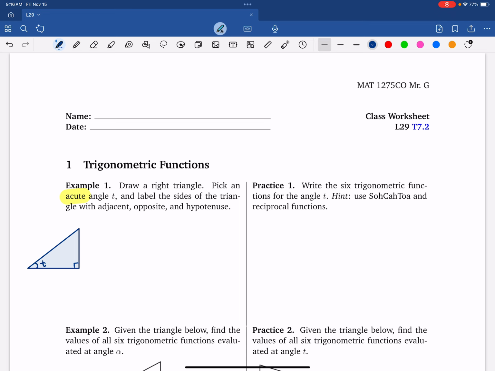I'm going to label this angle as my angle T. And then based on this angle T, you have to look at which side is adjacent, which side is the opposite. The opposite is probably the easiest one to find. So you check out this angle and then you see which side it is opposite to, right? So apparently this is opposite to this side right here. So this is the opposite. Let's label that.